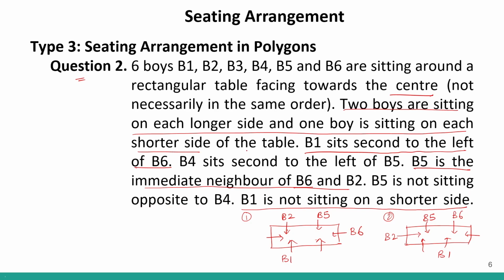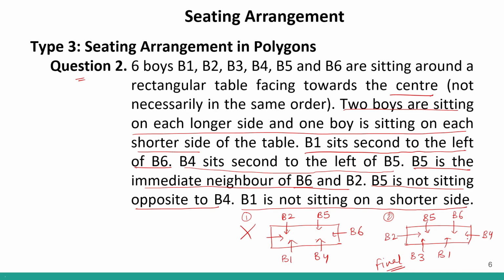Let us hold this position and come back to this information. B4 sits second to the left of B5. So if B5 is over here, second to the left, B4 will be over here. Similarly, if B5 is over here, second to the left, B4 will be over here. Now we will use the information that B5 is not sitting opposite to B4. That means this possibility is wrong, and this possibility is correct. The only person remaining is B3. We can put him over here. So this will be my final arrangement, possibility number 2.